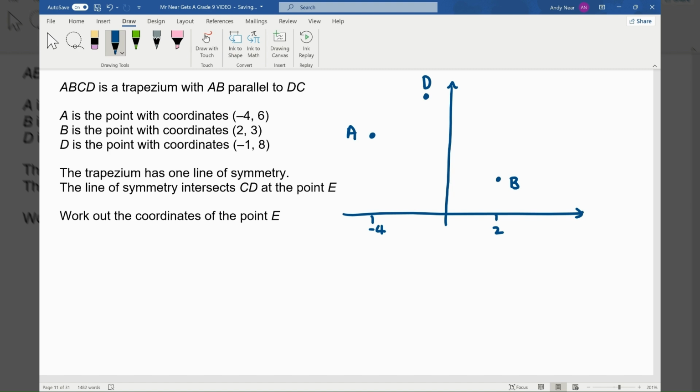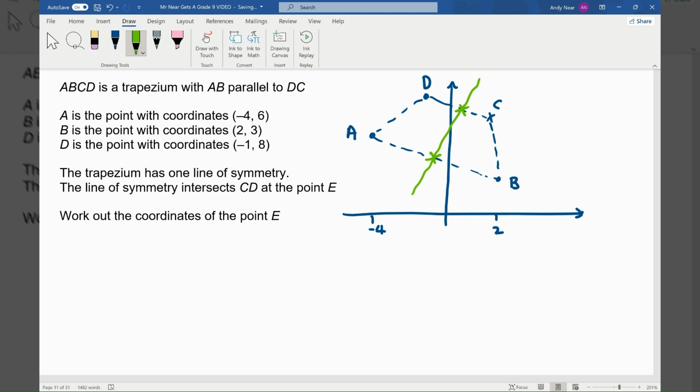Now, this is a trapezium, and we're told that it has only one line of symmetry. And we're told that AB is parallel to DC. So AB is here, DC must be in here somewhere. And so point C is going to be in here, and we're going to have a trapezium that's going to have one line of symmetry. And so its line of symmetry is probably going to come through here somehow, and is going to go through the midpoint of AB, and it will go through the midpoint of DC.